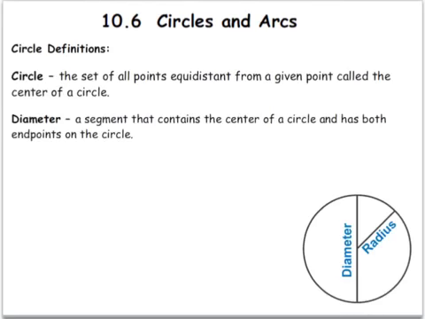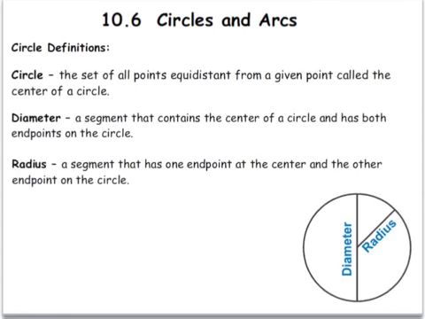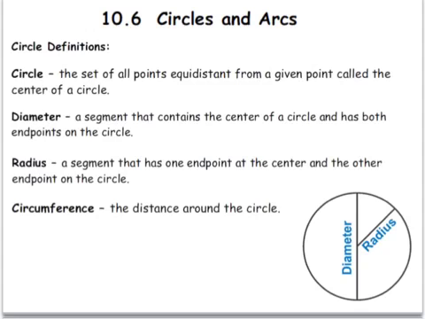The diameter is the segment that contains the center of the circle and has both endpoints on the circle. So basically it is the distance all the way across the circle through the center. The radius is a segment that has one endpoint at the center and the other endpoint is on the circle. Basically it is half of the diameter. The circumference is the distance around the circle. It's kind of like the perimeter of the circle.